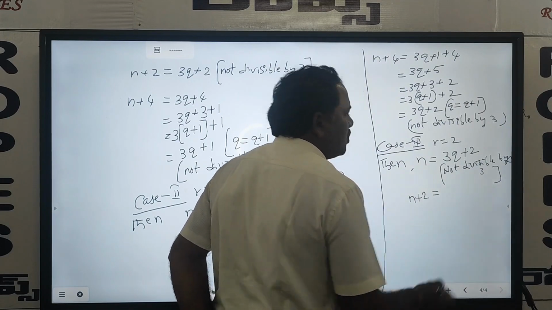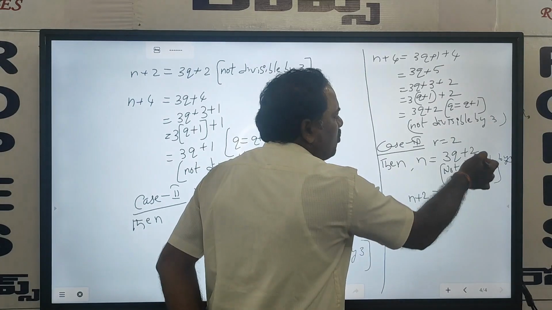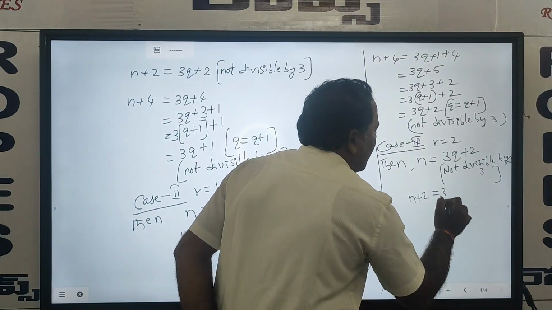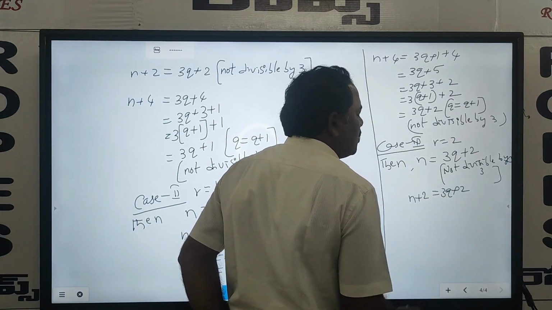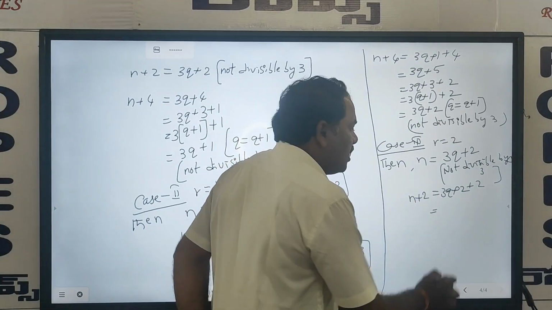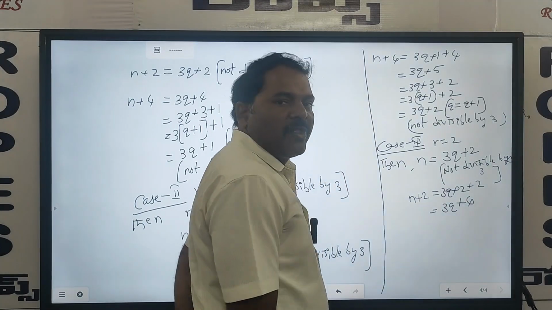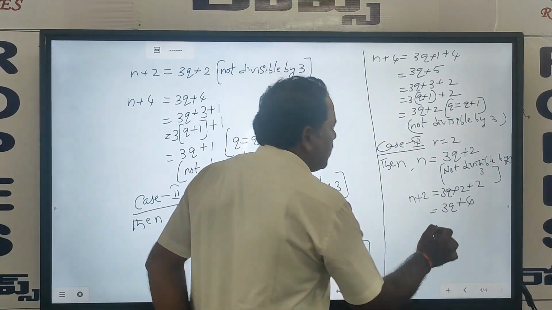Now if r is equal to 2, then what will we get? n plus 2 is equal to, here n value we are getting 3q plus 2. In the place of n we can substitute 3q plus 2. Then 3q plus 2 again plus 2. Now we can write 3q plus 2 plus 2 is 4.